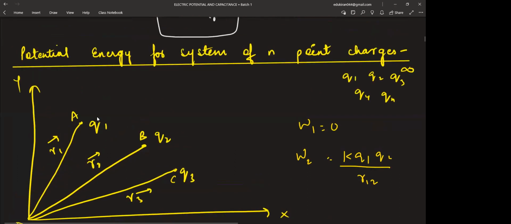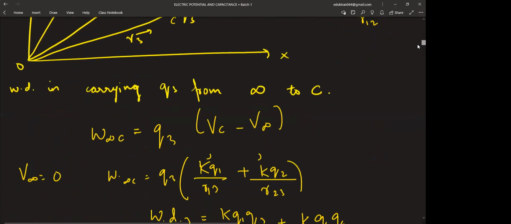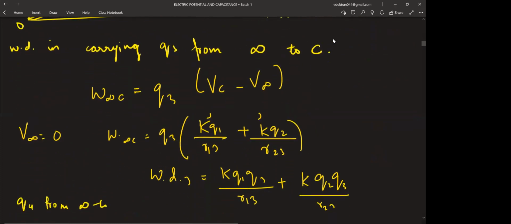See, when we brought the first charge, that is zero. Second charge got us K Q1 Q2 by R12. Now if we get a third charge, the third charge will interact with the first charge and it will interact with the second charge, right? So when you are using work done in carrying charge Q3 from infinity to a point C, the work done from infinity to point C.